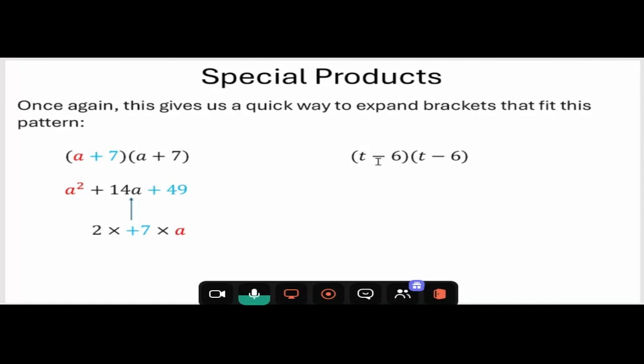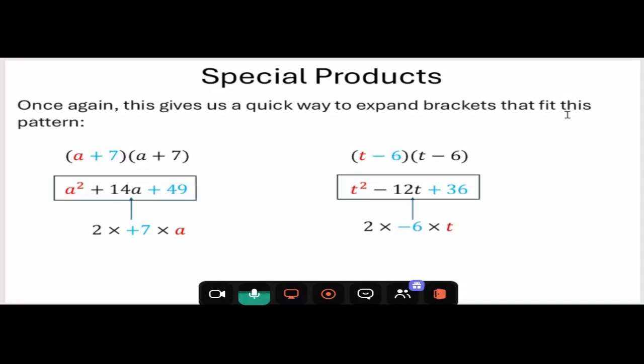Over here, oh, look, it's t minus 6 times itself. The first term is going to be, oh, you try this one. I'll give you 30 seconds to try that. Okay, so something multiplied by itself. The first term will be the t squared. The last term will always be positive, because in this case, it's going to be -6 times -6, which is positive 36. And the middle term is going to be 2 times t times -6, which is -12t, like so. Okay.